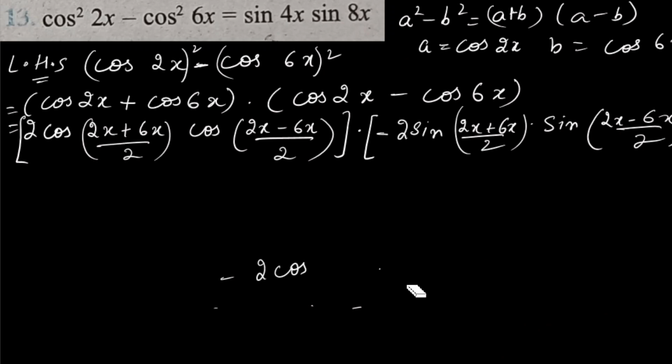Now let us simplify the terms. Cancellation up and down is only possible, sideways no cancellation is possible. Okay, so 2 cos as it is.